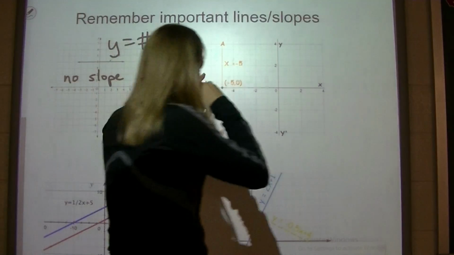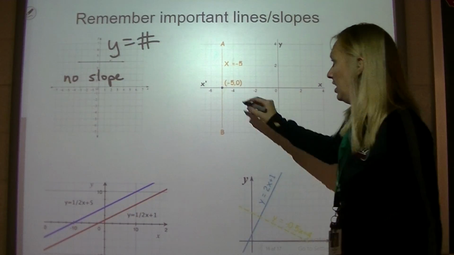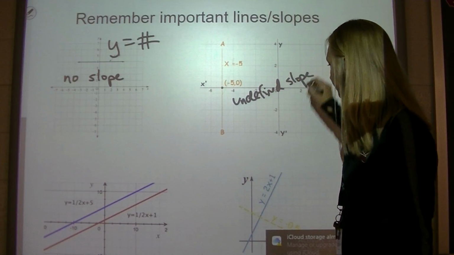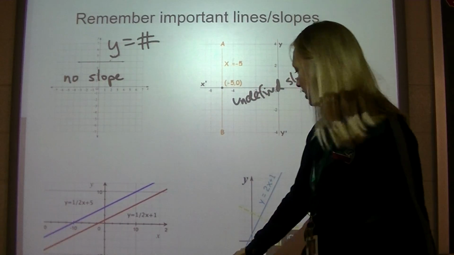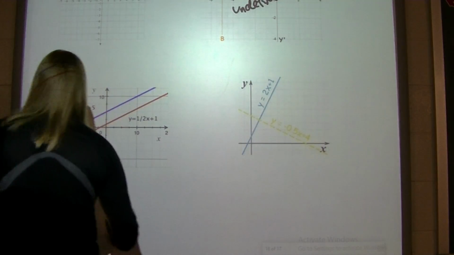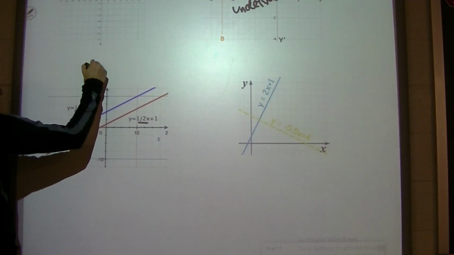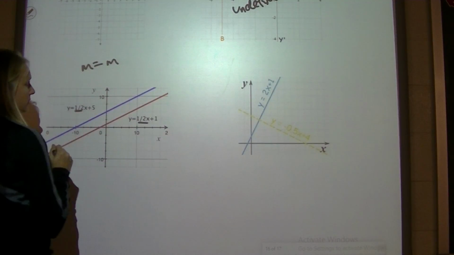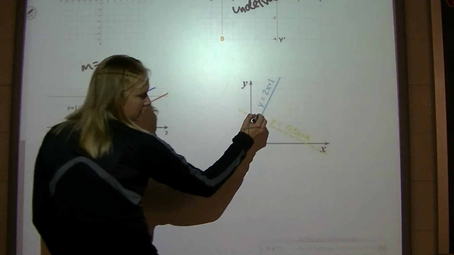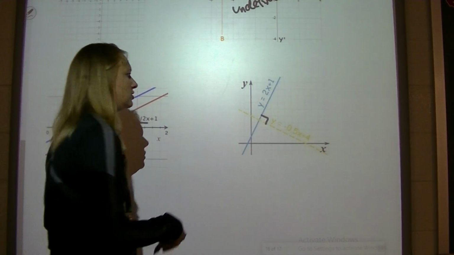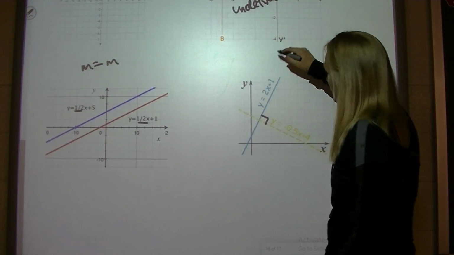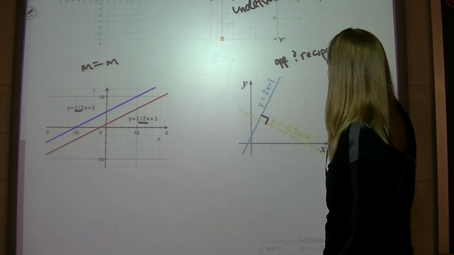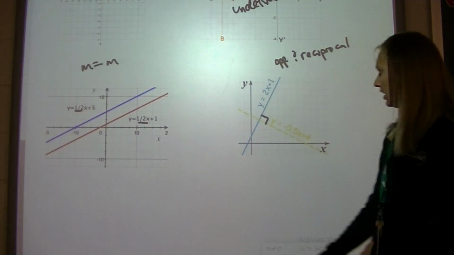And when we have a vertical line, that's when we have x equals a number, and this is undefined slope. And then here, when we have parallel lines, as you can see, parallel lines have the same slope. So their slopes equal one another. The y-intercepts are different. Perpendicular lines create the 90 degrees. It's a little bit harder to see here, but our slopes are opposite and reciprocal for perpendicular lines. Okay, just a few things to remember.